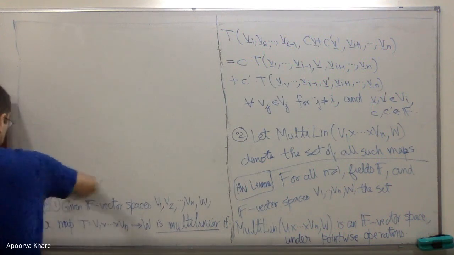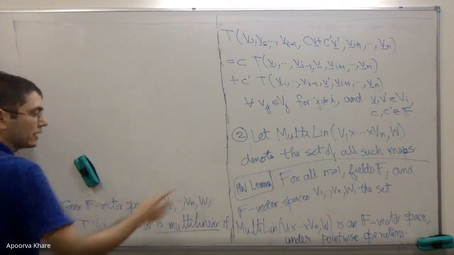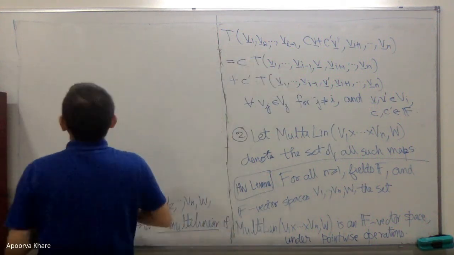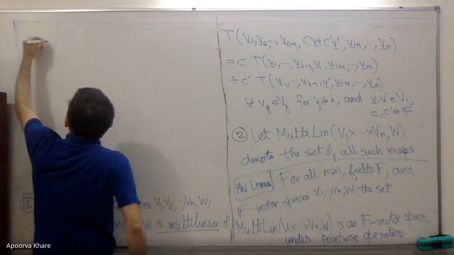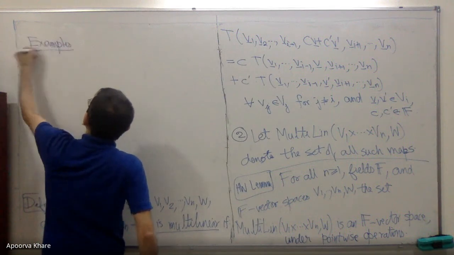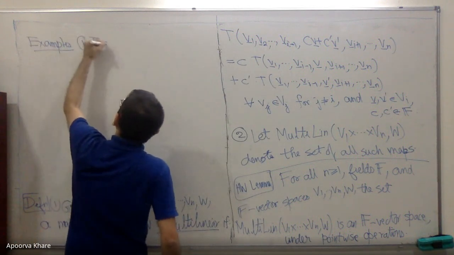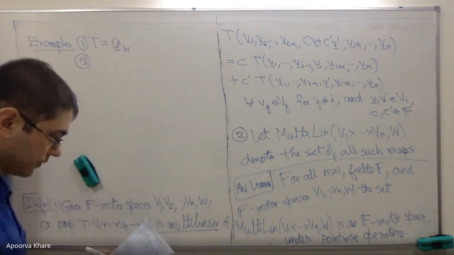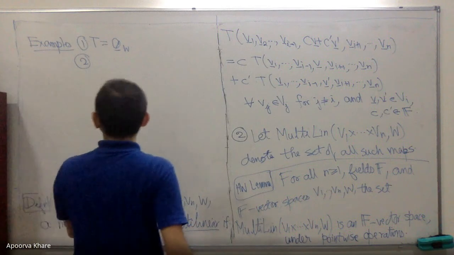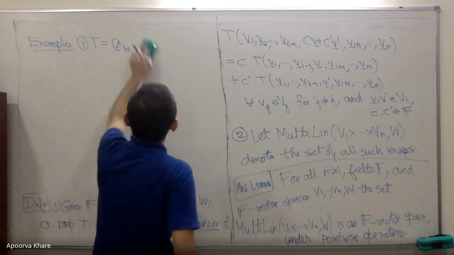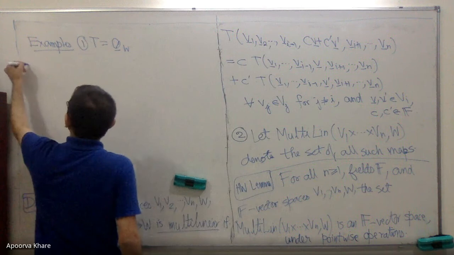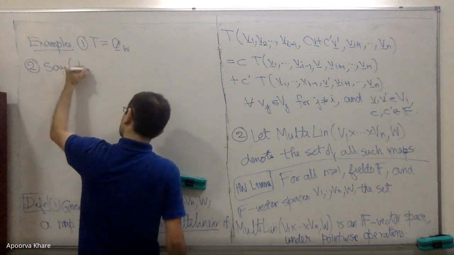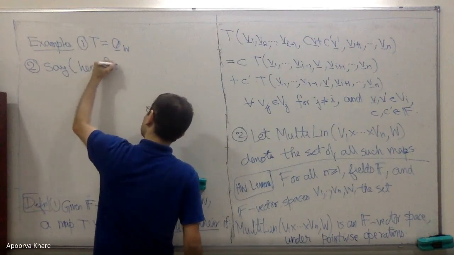One example is obvious. The map that takes everything to 0 is clearly multilinear. 0 equals c times 0 plus c prime times 0. Okay. Let's do a different one. So let's say V1 equals V2 equals Vn. In fact, this is what we will assume for everything beyond this point.